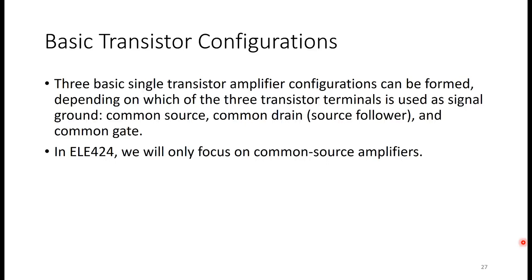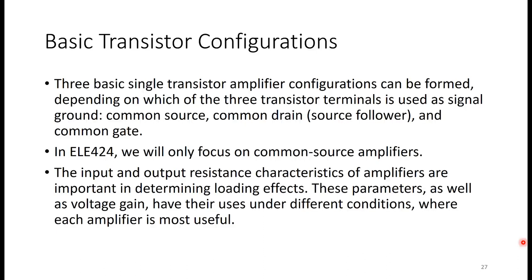The input and output resistance characteristics of amplifiers are important in determining loading effects. The whole purpose of amplifiers is to take in an input signal and to produce an output signal. So there'll be an input circuit and an output circuit that you will be communicating with. So this loading effect is important, which is why the amplifier needs to be specified in terms of input and output resistance. These parameters, as well as voltage gain, have their uses under different conditions, because sometimes you have low input resistance and high output resistance, or sometimes high input resistance and low output resistance, because there's a purpose for each application. It has its uses under different conditions where each amplifier is most useful.